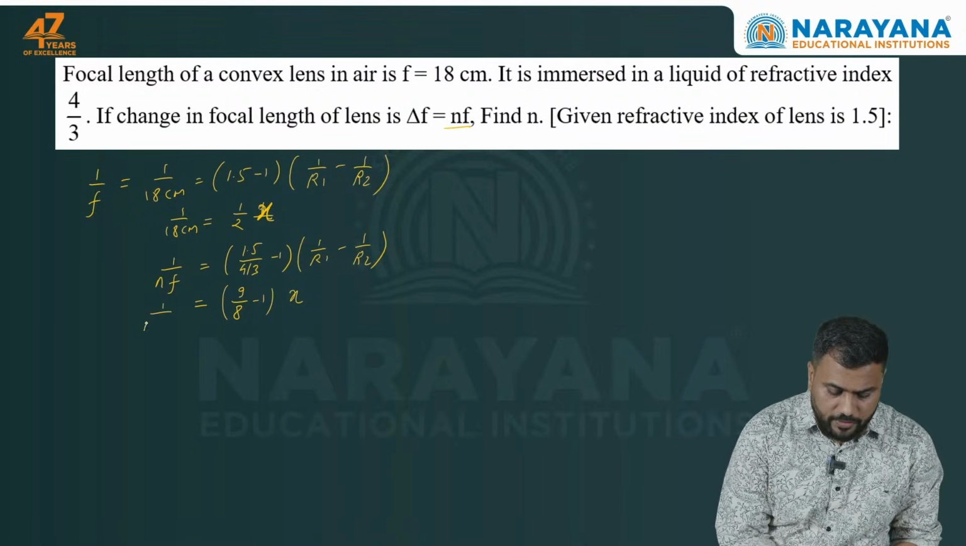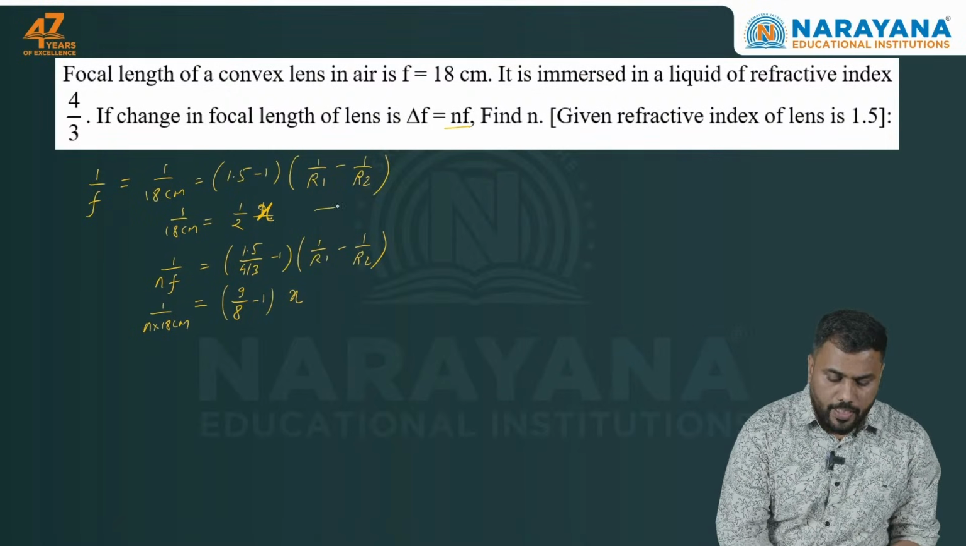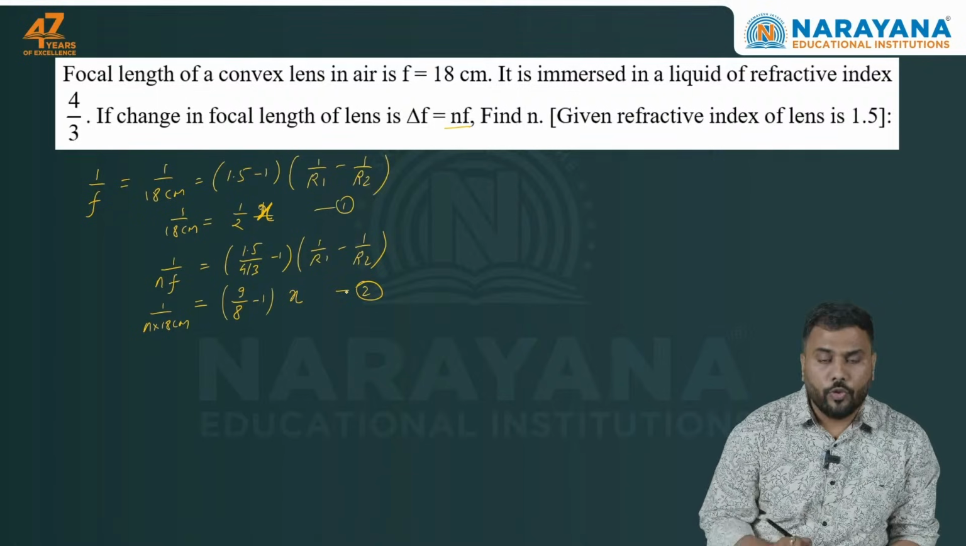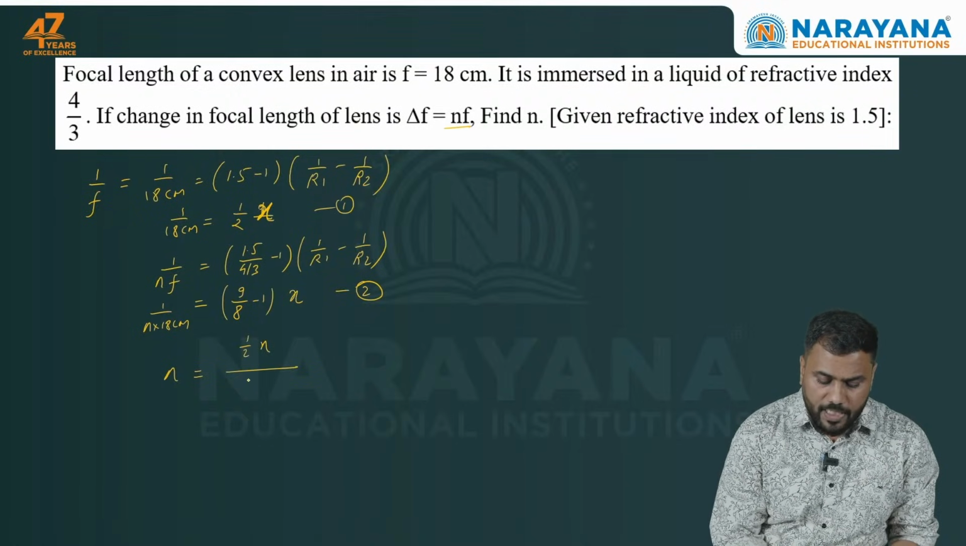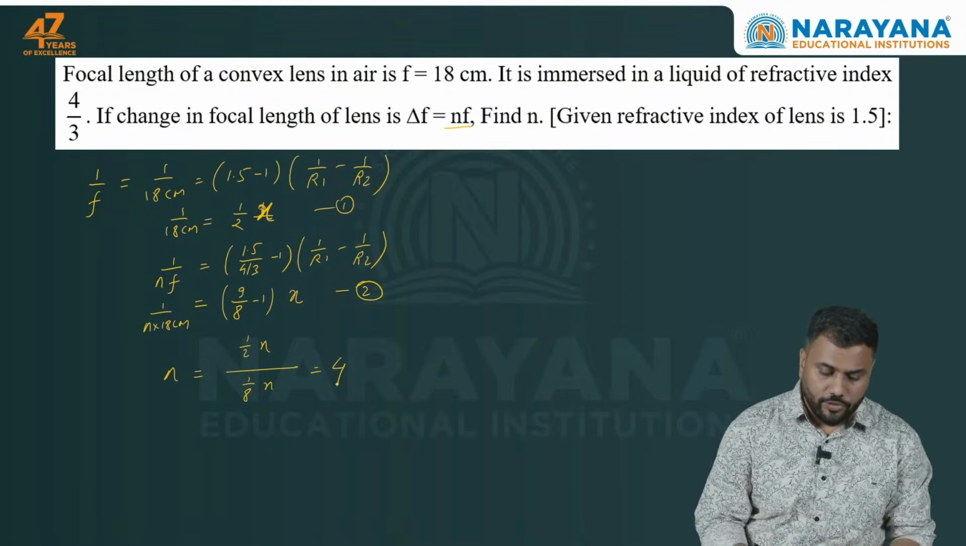This F is again 18 centimeter, so I am going to write this as 18 centimeter. I need to find the value of n, so I am going to divide these two equations. So if I divide, then n will be equal to, in the first equation I have 1 by 2x, in the second equation 9 by 8 minus 1 is 1 by 8 into x, so you can see this is 4. So the answer of this question should be 4.